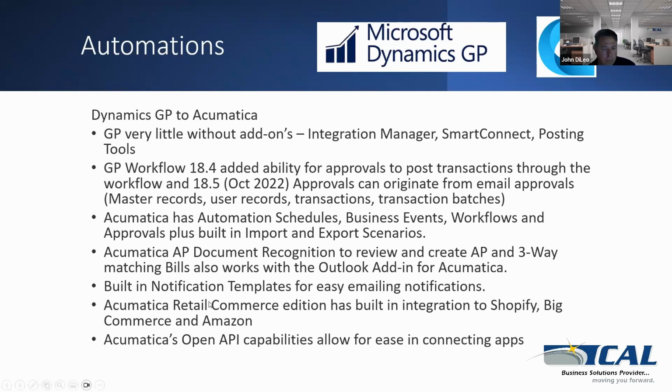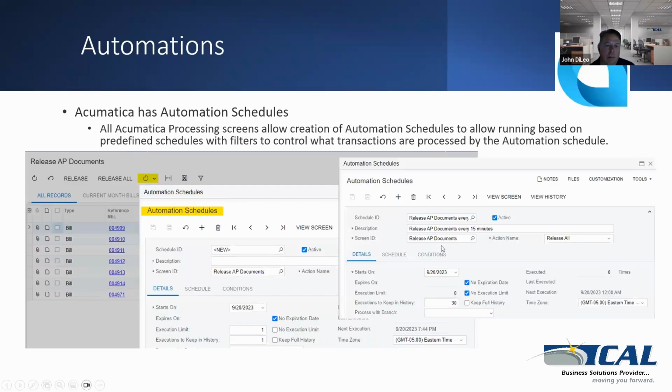Acumatica has a retail commerce edition, which has built-in integrations for Shopify, BigCommerce, and Amazon. So again, it's a built-in solution, you're just configuring it to work with whichever retail solution you're using. Open API capabilities, so you're really connecting to all the different kinds of apps out there.